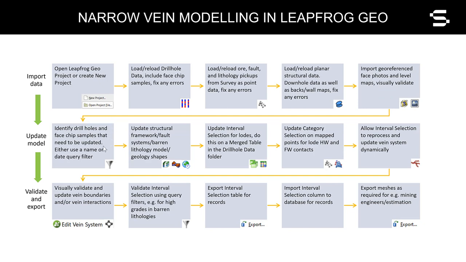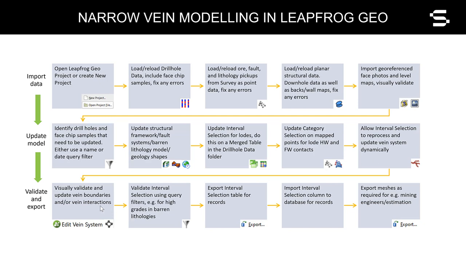The second row then works on updating the geological model and structural framework before moving on to updating the mineralization model and allowing everything to reprocess. So during this update, we would look at updating faults, barren lithology models, and other geology shapes. We'd also update interval selections for loads on a merge table in the drill hole data folder, update category selections on mapped points for load hanging wall and footwall contacts, and then allow the interval selection and other saved objects to reprocess and dynamically update the vein system.